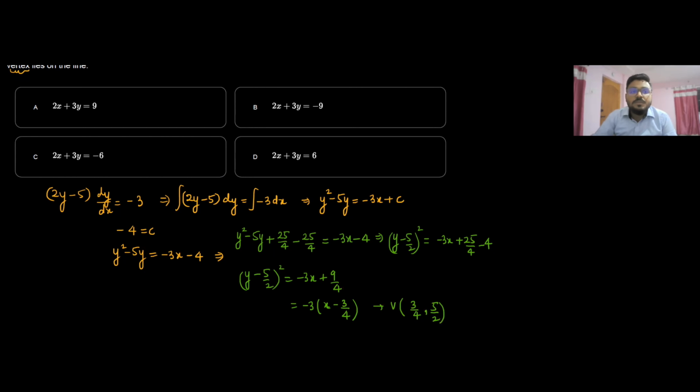So now we have to check which of the options it is satisfying. If we put in the first option, 2 times x, which is 3 by 4, plus 3 times 5 by 2, this is equal to 3 by 2 plus 15 by 2, which is 18 by 2, which is 9. And here also 9. So yes, only option A is satisfying. Option A is the correct answer here. Let's move to the next question.